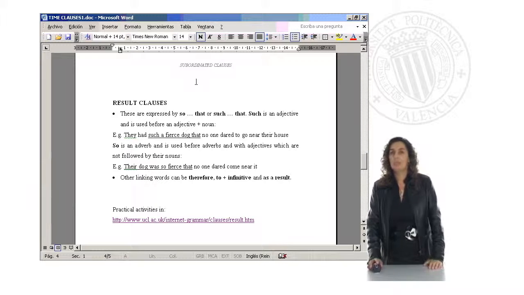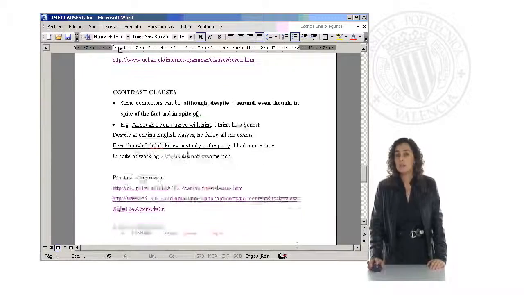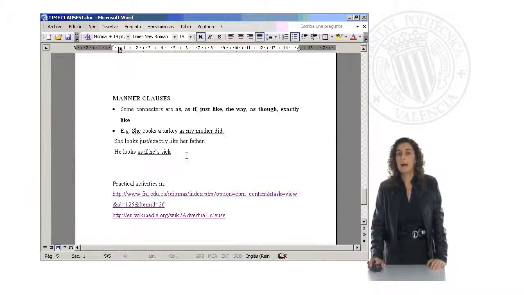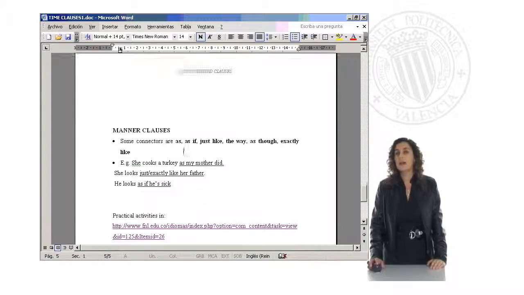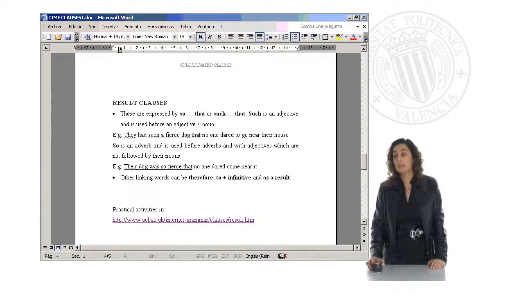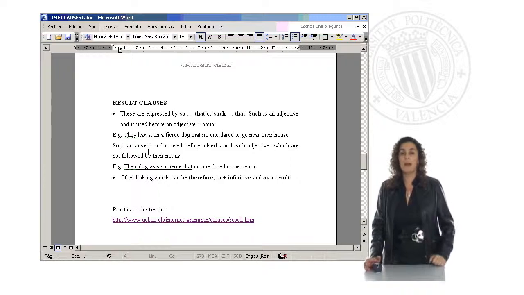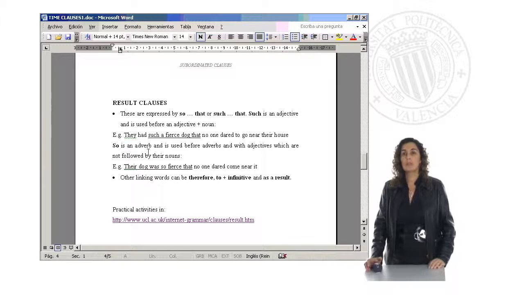Now I'm going to explain more subordinated clauses. In this session, I'm going to explain the conjunctions and what we express in result clauses, contrast clauses, and manner clauses, right? Remember that subordinated clauses are really important in English, and if you want to give a natural discourse or a natural way of saying things, you have to use subordinated clauses, right?